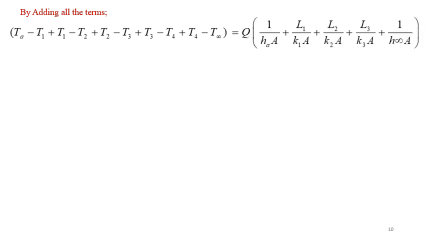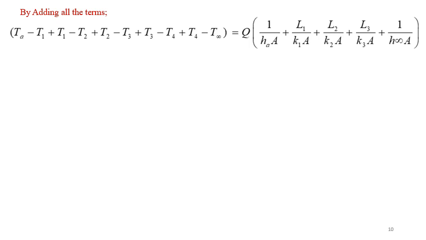By adding all the terms, (TA minus T1) plus (T1 minus T2) plus (T2 minus T3) plus (T3 minus T4) plus (T4 minus T infinity), which is equal to Q, the common term, times (1 by hA plus L1 by K1 A plus L2 by K2 A plus L3 by K3 A plus 1 by h infinity A). Here minus T1 plus T1 cancel, minus T2 plus T2 cancel, minus T3 plus T3 cancel, minus T4 plus T4 cancel. Only TA minus T infinity remains.